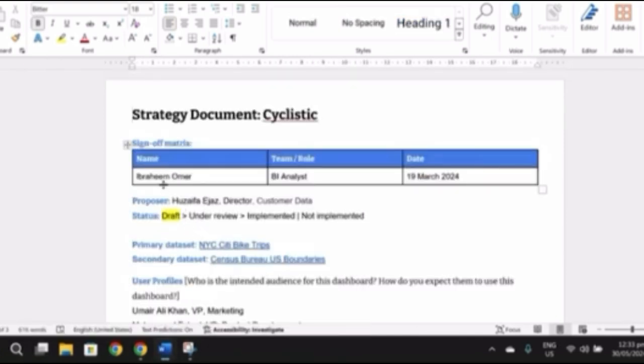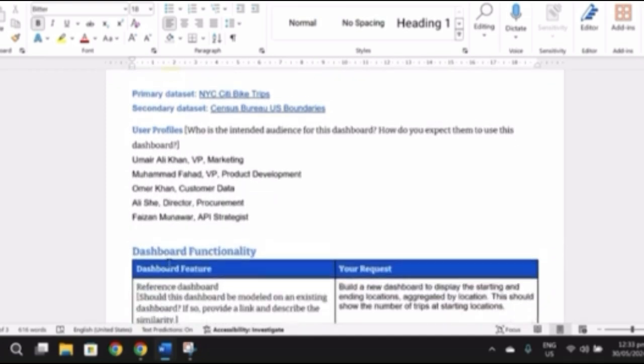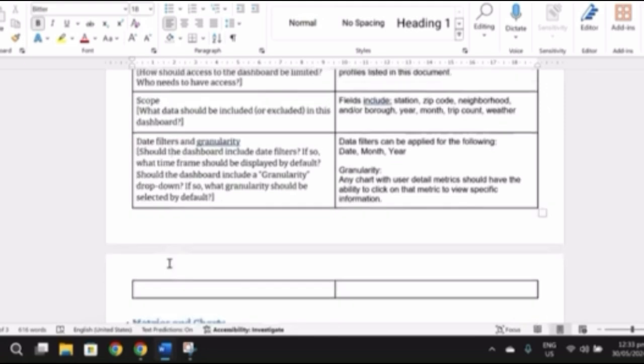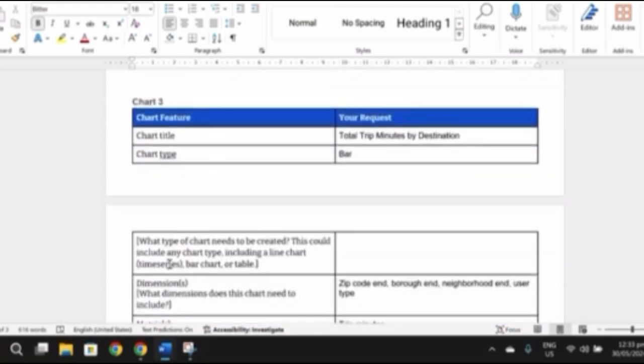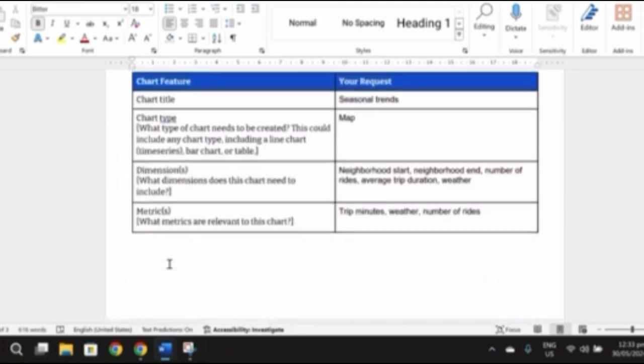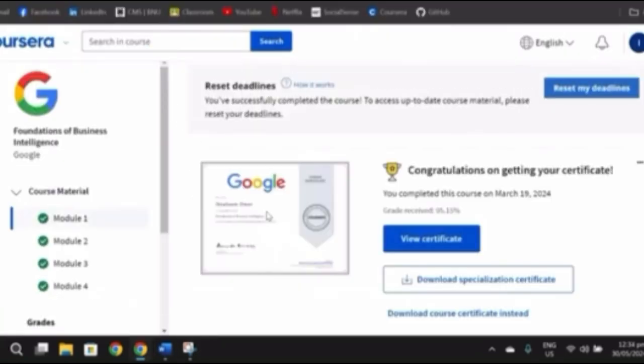And lastly, document 3, which was the strategy document, is for the director or to whom it may concern. First, there is a sign-off matrix followed by the sponsor status, primary datasets, secondary datasets, the user profiles, and this dashboard functionality matrix. Then moving back, here is my completion certificate for this.